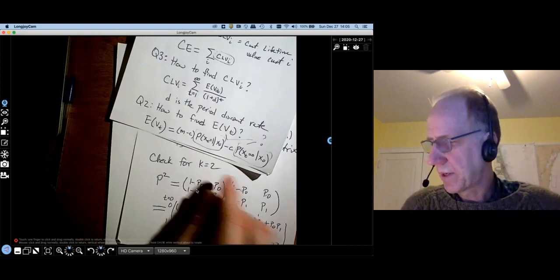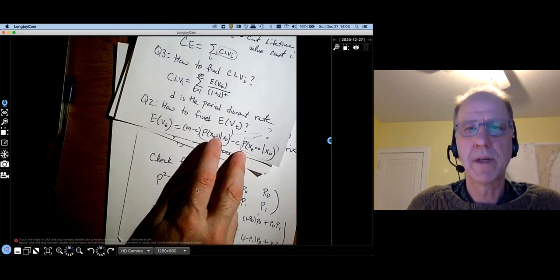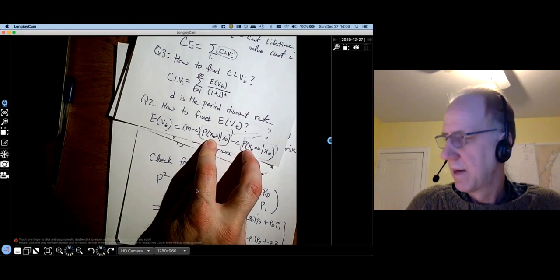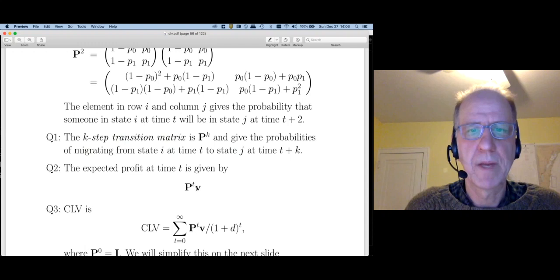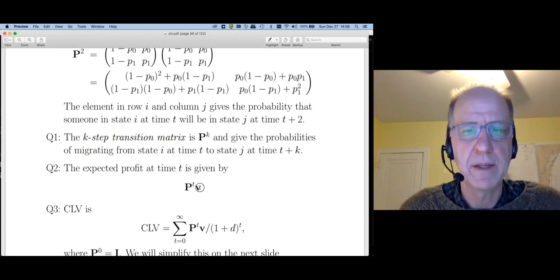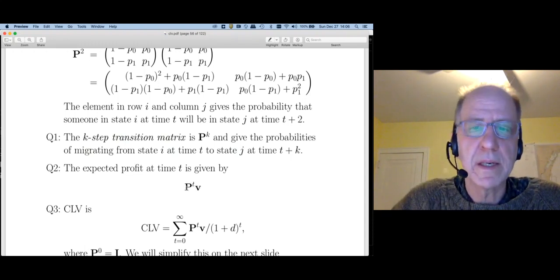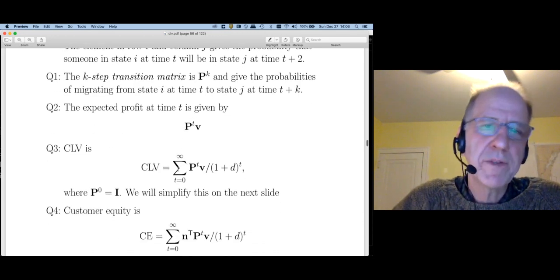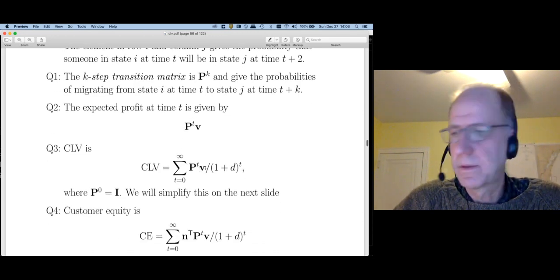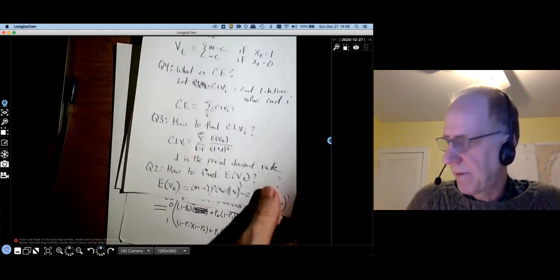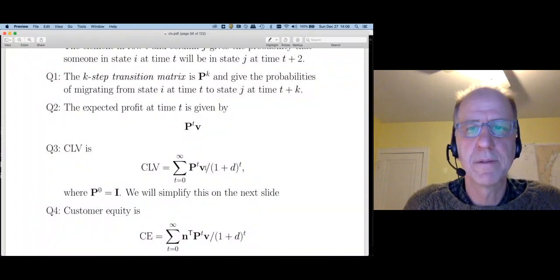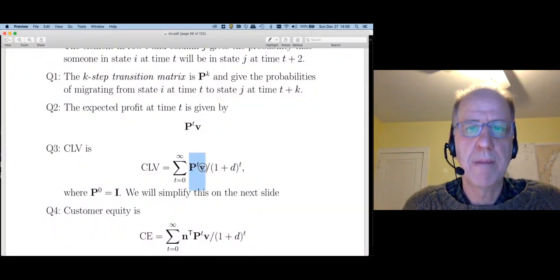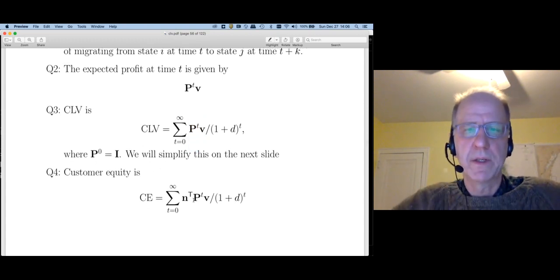So if you think about what I just did, that's a matrix multiplication, where I take the distribution and multiply it by the value vector. And so we can write that very compactly in matrix form as p to the t times v. Then, to get the lifetime value, remember we took the expected values divided by the discount rate, and so now we're just popping in the expected value of these v's. And then to get customer equity, we're going to sum this.